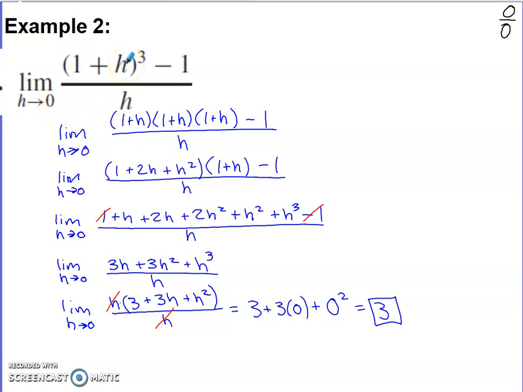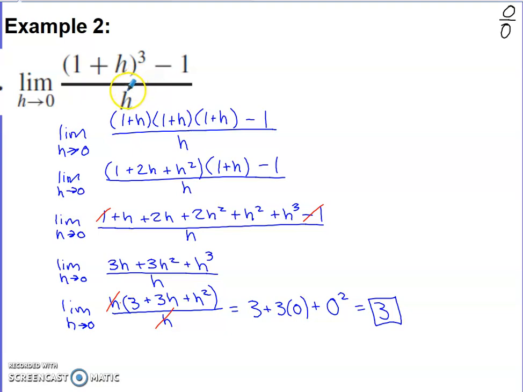I'm going to put 0 in place of this h. I'm going to put 0 in place of this h. I get the same signal, 0 over 0. Again, that's an indeterminate form. It's not going to give us the result. It signals for us, do some algebra, get something to cancel. After some stuff cancels, then try to reevaluate the limit.